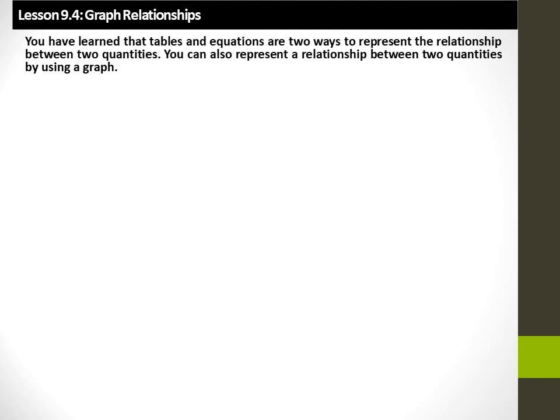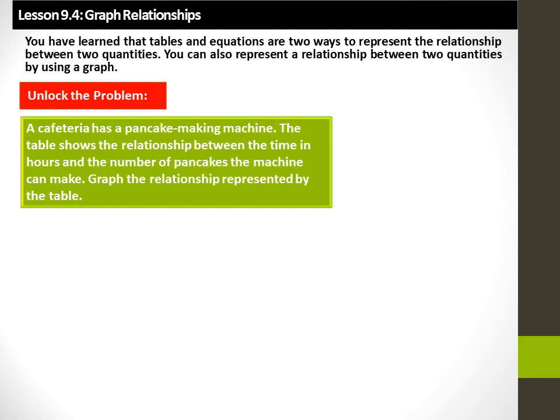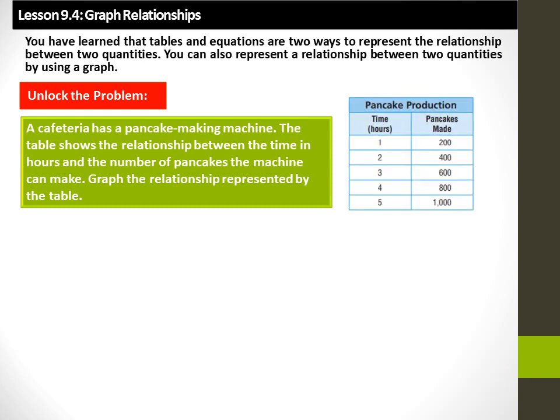Graph relationships. You have learned that tables and equations are two ways to represent the relationship between two quantities. You can also represent the relationship between two quantities by using a graph. Unlock the problem. A cafeteria has a pancake making machine. The table shows the relationship between the time in hours and the number of pancakes the machine can make. Graph the relationship represented by the table.